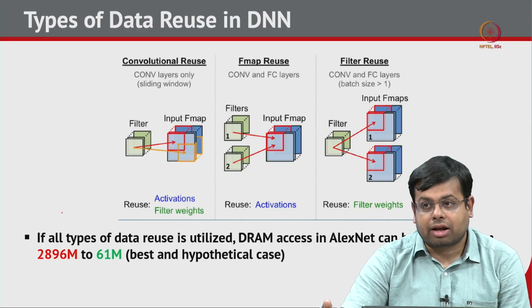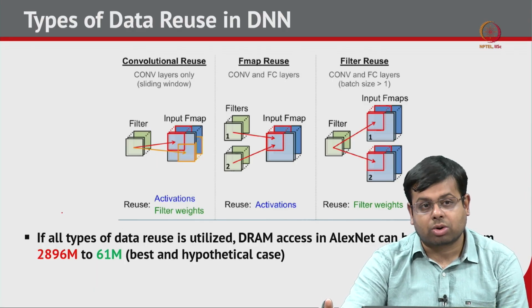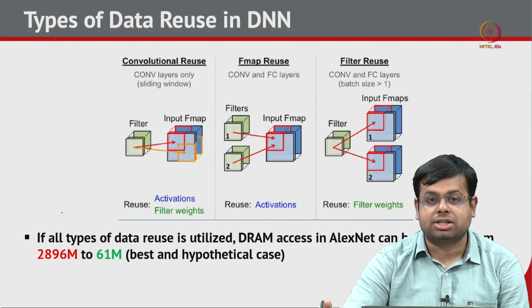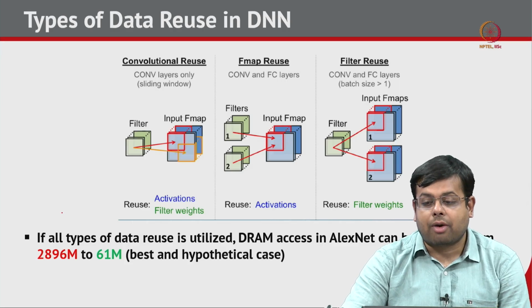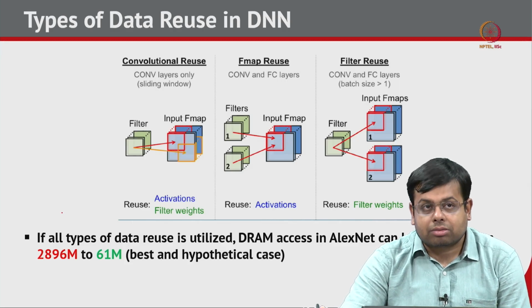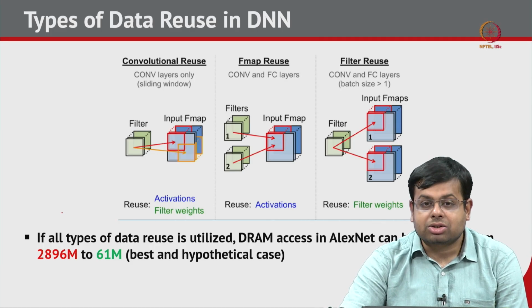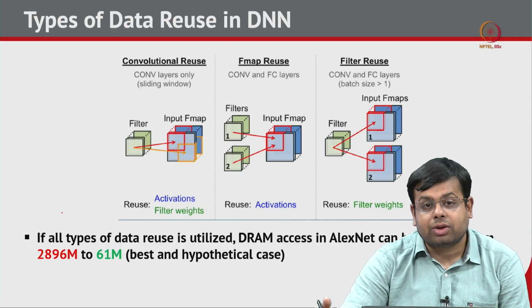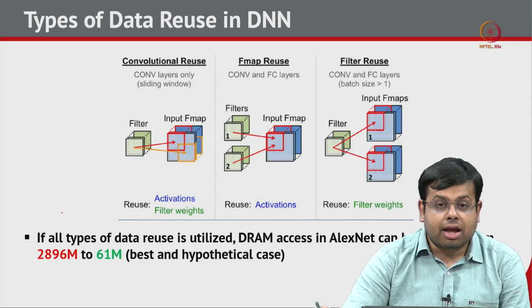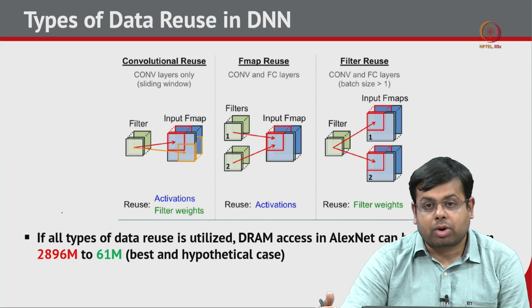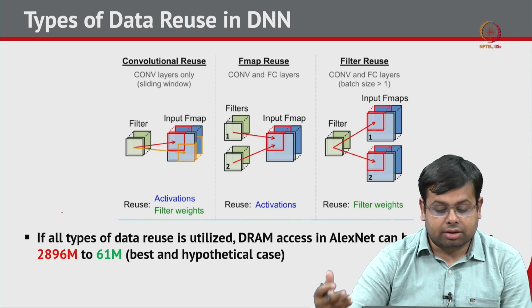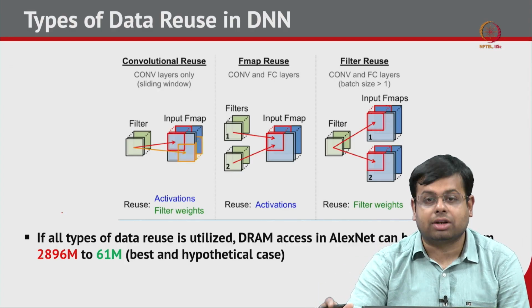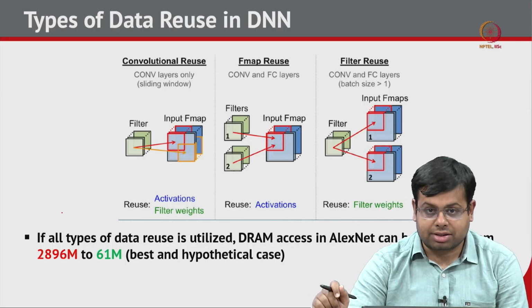Now whenever we have data, most likely the data has to be stored in the DRAM, because remember, the on-chip storage is typically very small. Now our primary goal, or the primary goal of different optimization techniques, is to reduce the DRAM access. Here we are saying that if hypothetically we can employ all types of data reuse, then the total DRAM access in AlexNet can be reduced from 2896 million to 61 million. That is the best and hypothetical case, right?